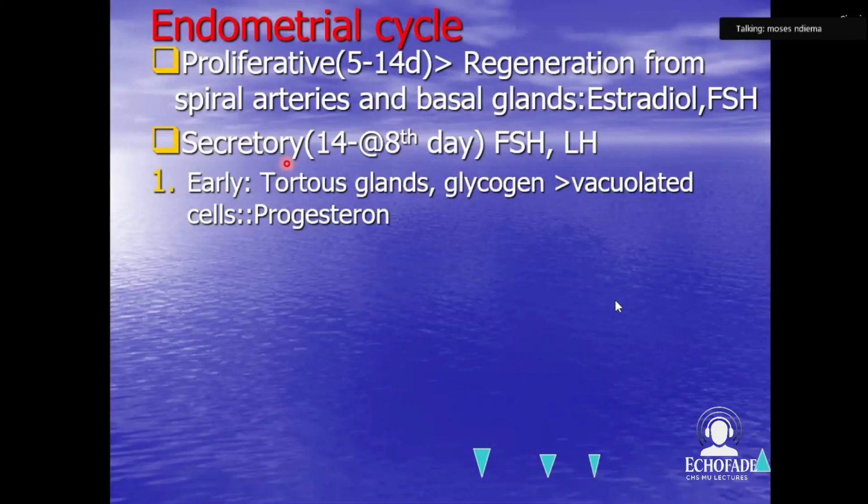In the early phase of the secretory phase, the glands are tortuous. The cells have a lot of glycogen in them.